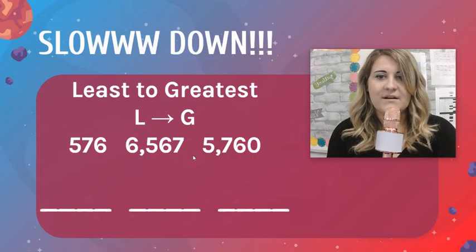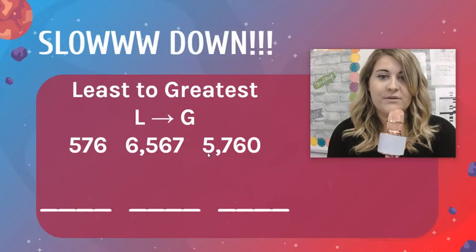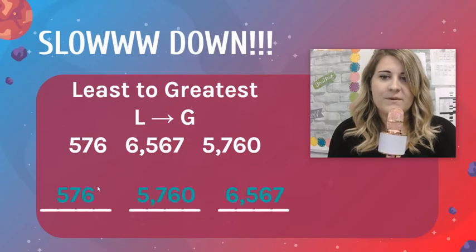So we have a 6 here and a 5 in the thousands place. Which one of those is smaller? The 5. So next is going to be this number. And then our largest number is going to be this one. So least to greatest, we have 576. Then we have 5,760. And then we have 6,567.